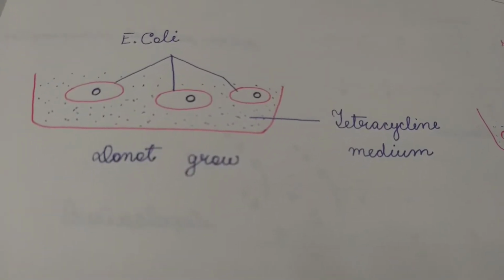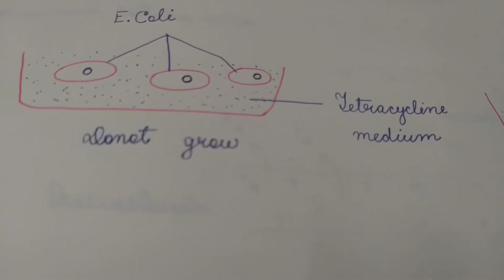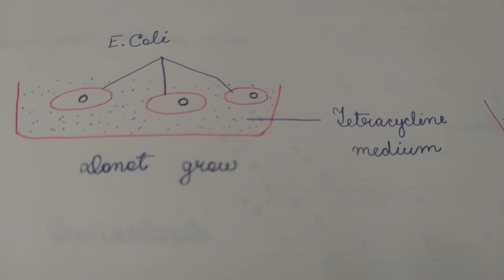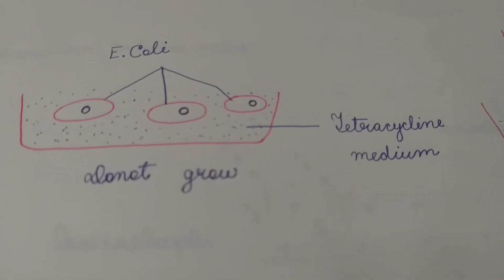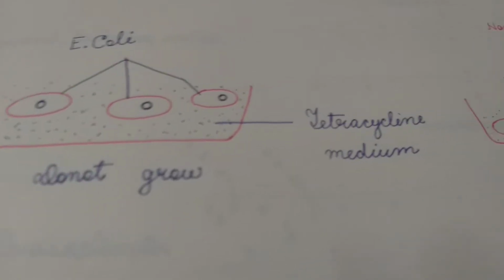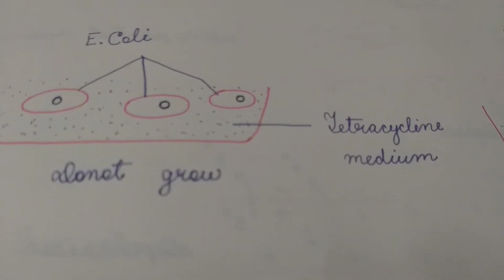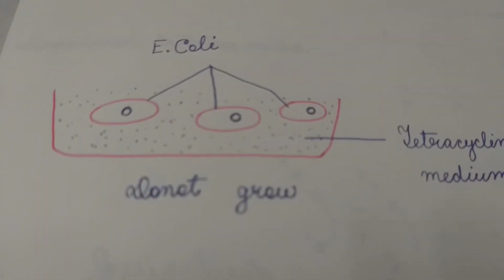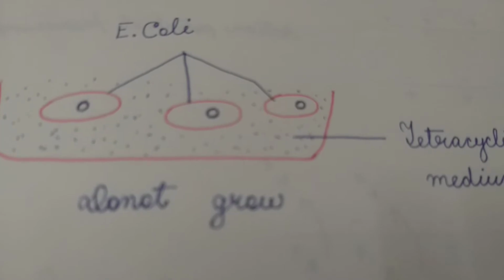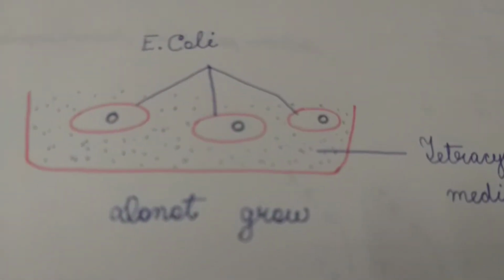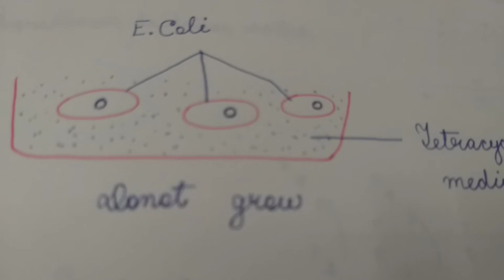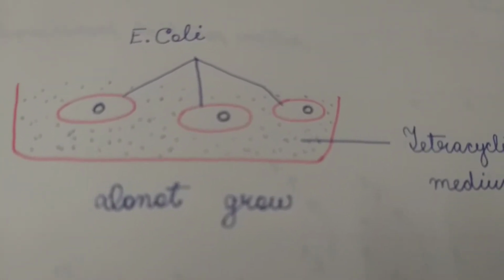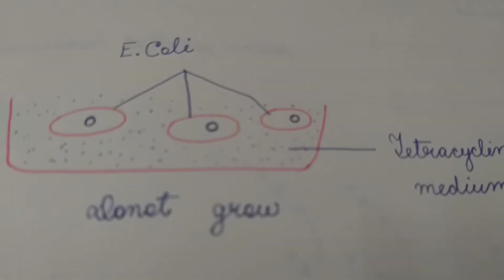Now these bacteria do not grow in tetracycline containing medium. The same bacteria which grow in the culture plate containing ampicillin do not grow in the culture plate containing tetracycline, because these bacteria have lost resistance to tetracycline due to insertion of an alien or foreign piece of DNA in place of tetracycline resistance gene in the vector or in the plasmid.